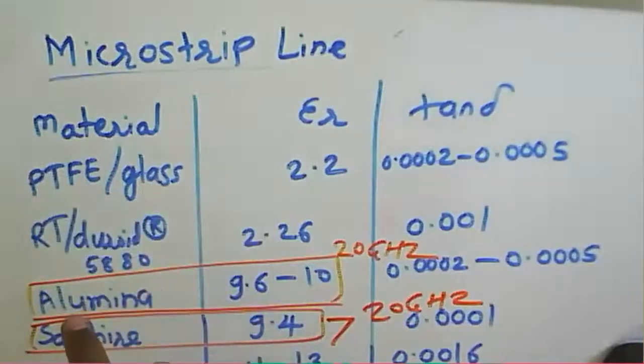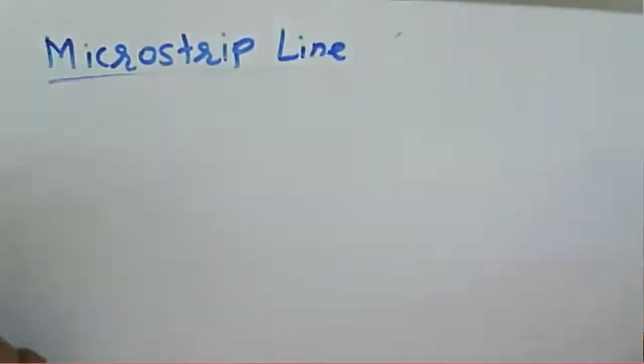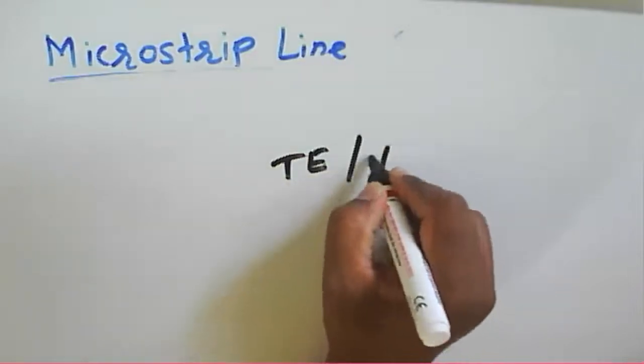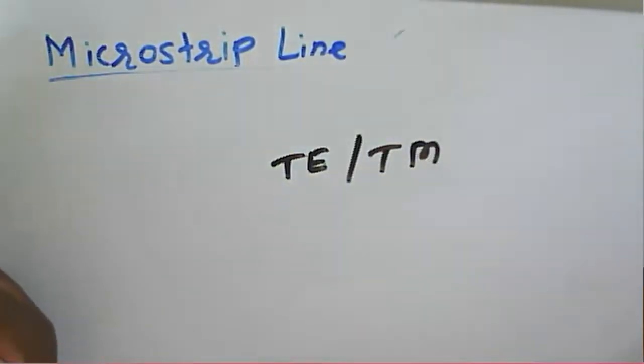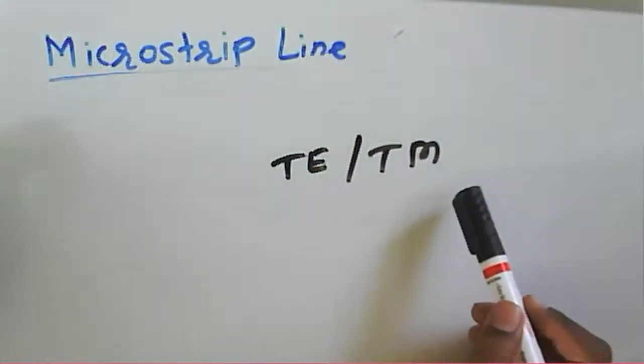But now our aim is to learn what the field distribution is in a microstrip line, or we can say a strip line, because it has a small strip conductor. And how the signal, or we say the wave, is propagating. Now, what type of wave is propagating? What will be the modes of propagation? Generally, in a rectangular waveguide, there will be a TE mode or a TM mode of propagation. But a two-wire transmission line will not support a TE or TM mode.